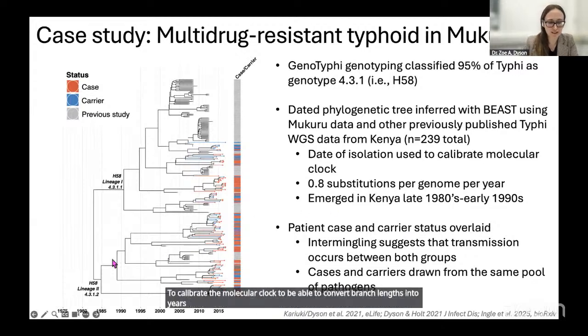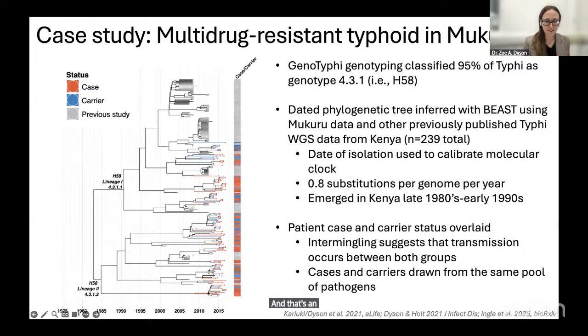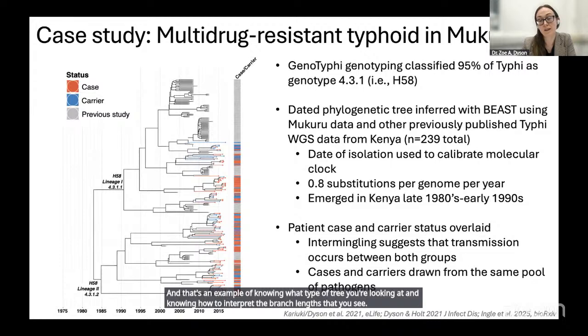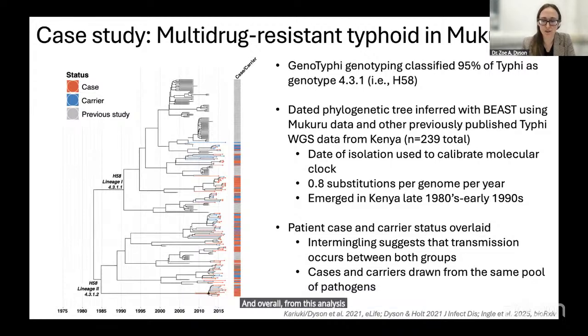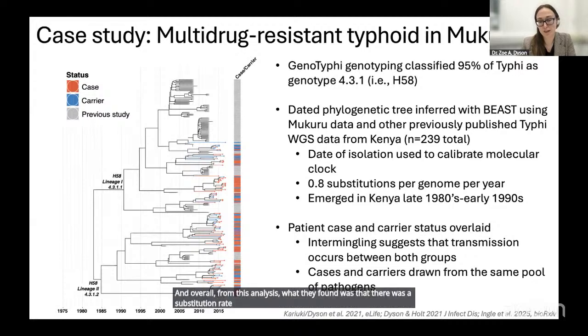So you'll note, instead of having a scale bar with a number here, I've actually got a timeline down the bottom of this phylogenetic tree. And that's an example of knowing what type of tree you're looking at and knowing how to interpret the branch lengths that you see. And overall, from this analysis, what they found was a substitution rate of 0.8 substitutions per genome per year, which is pretty close to 1 SNP in the genome sequence per year, which is consistent for typhoid.